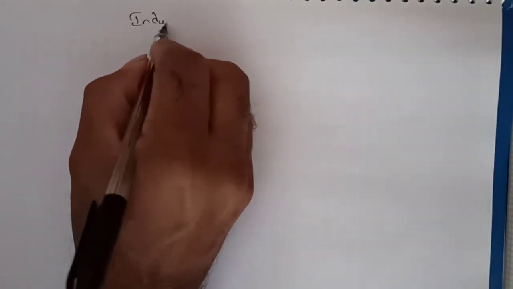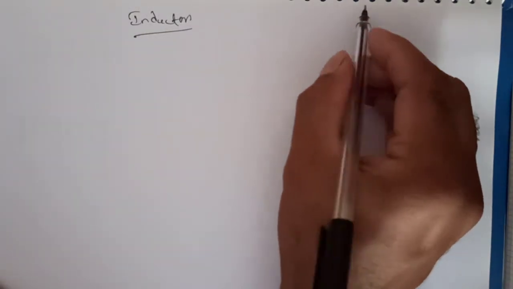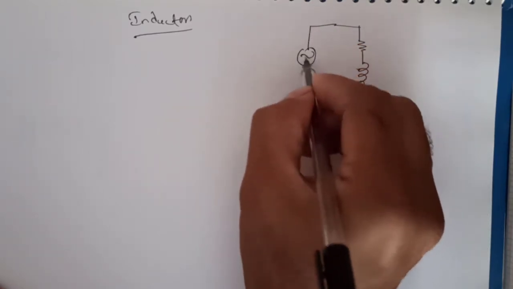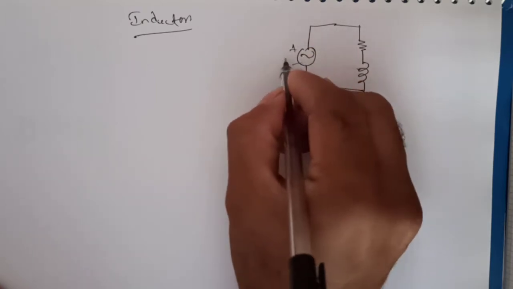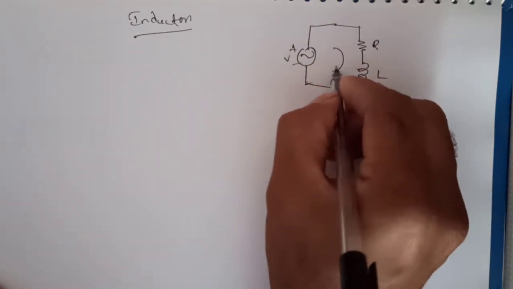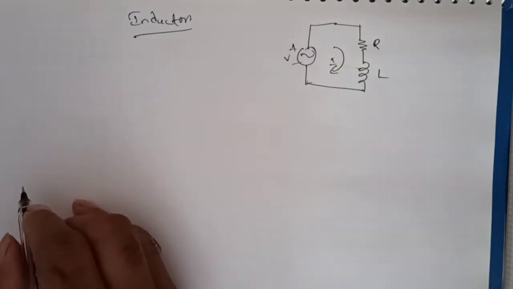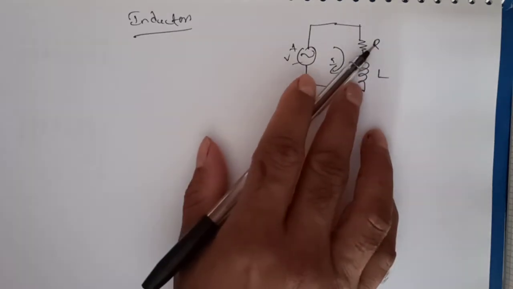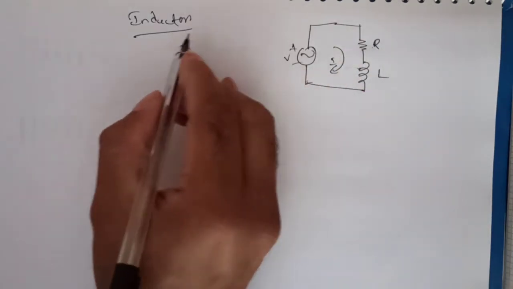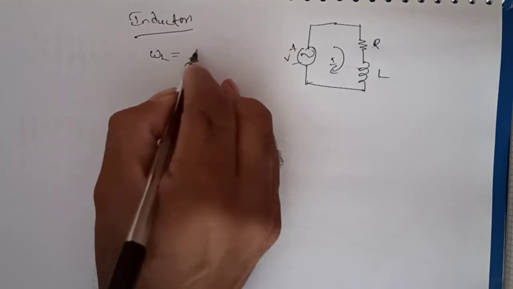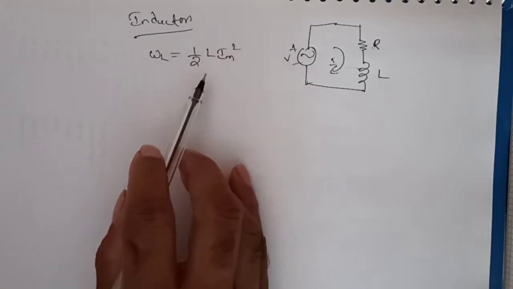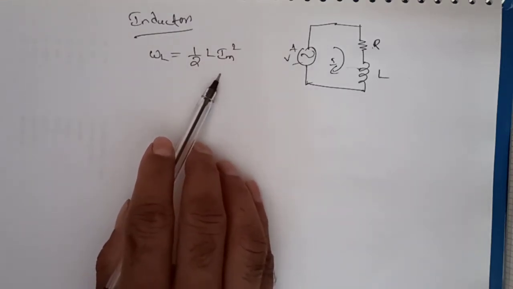Now let us derive the expressions of the quality factors for inductors and capacitors. I am taking the first derivation, the quality factor for the inductor. Assume a series RL circuit excited with an AC voltage source V, and the current I is passing through the circuit. Consider a sinusoidal voltage V applied to an inductor with leakage resistance R. The maximum energy stored per cycle is 1 by 2 into L into Im squared, where Im is the peak value of the current in the circuit.